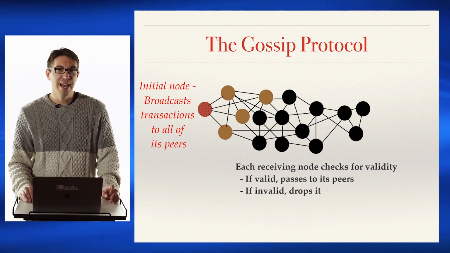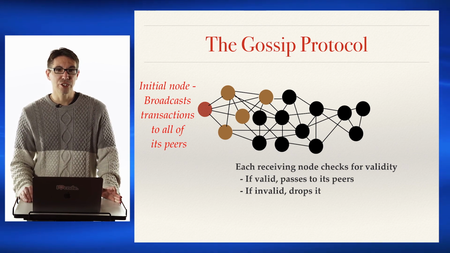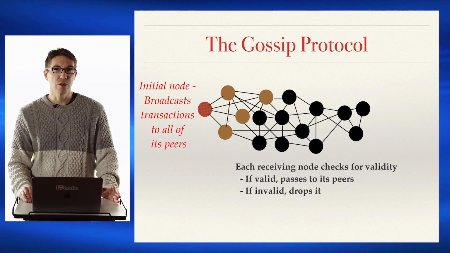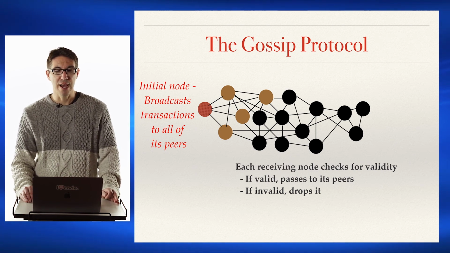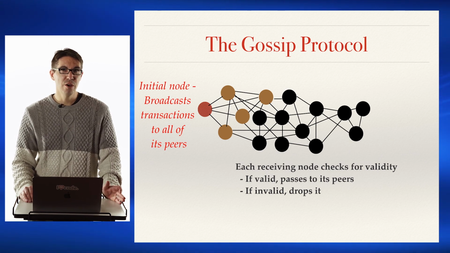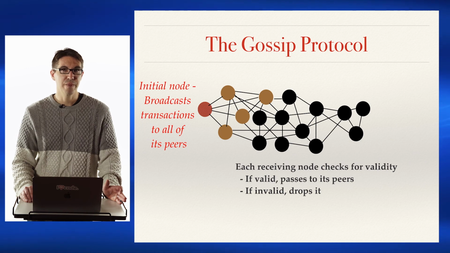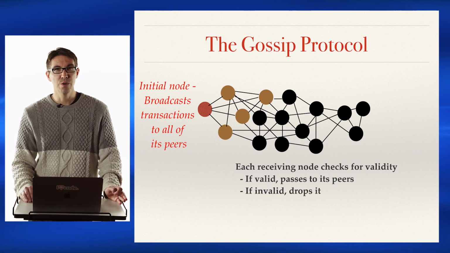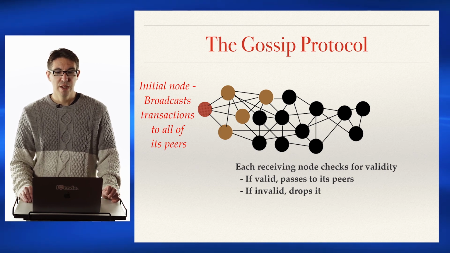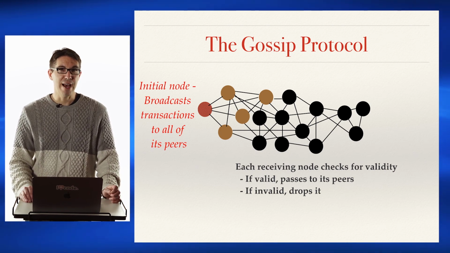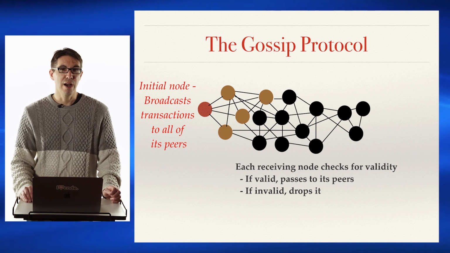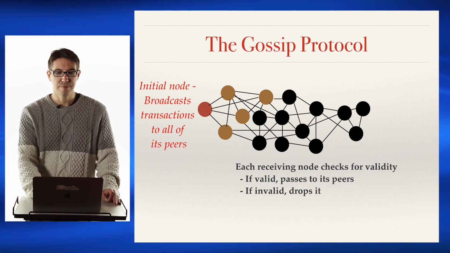So I broadcast a transaction onto the Bitcoin network to all of my peers. Those are the four gold-colored nodes in the diagram. Each of those nodes is going to check to see if that transaction is valid. If it is valid, it's going to pass it on to its peers, besides you, of course, since you're the one who sent it to it. If it's invalid, then it'll just drop it.